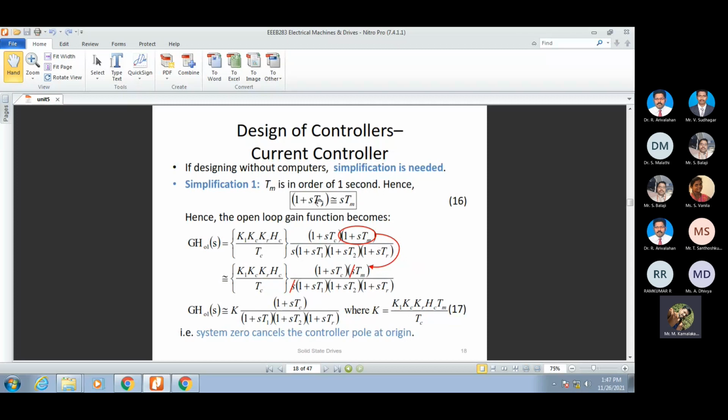That's why 1 plus S into Tm is approximately equal to S into Tm alone. So this 1 can be neglected. So the open loop gain function, 1 plus S into Tm, becomes S into Tm. So both S get cancelled in the numerator and the denominator. And what happens to the system is the fourth order system is reducing into a third order system, since the 1 zero located at the numerator is vanishing.